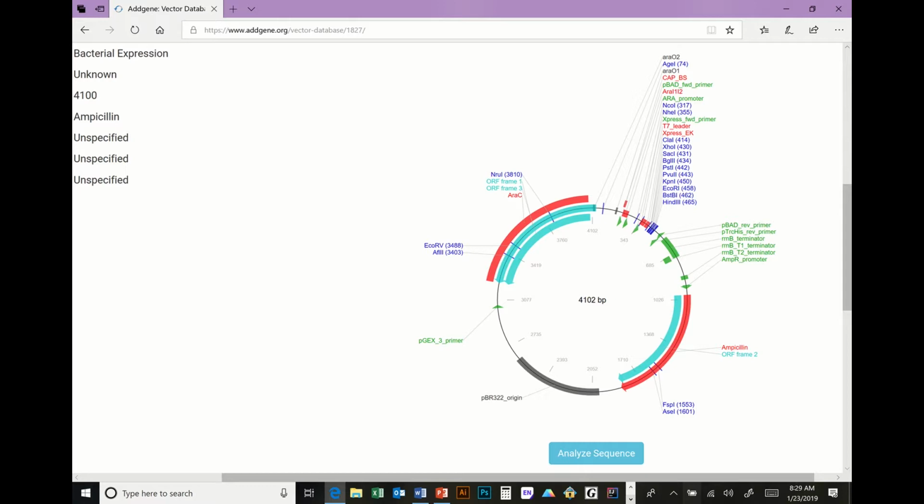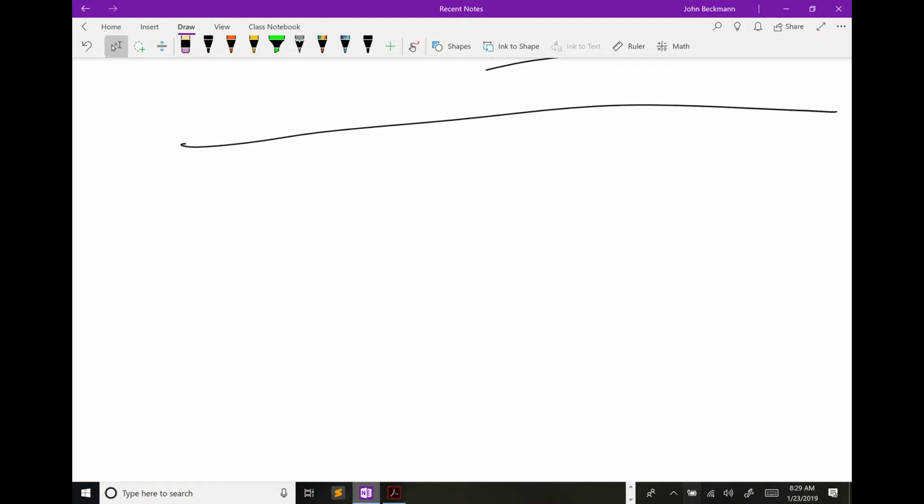And that's going to give you incredible information into how you can program the circuits just by studying maps of plasmids. So let's talk about the things that you will find.